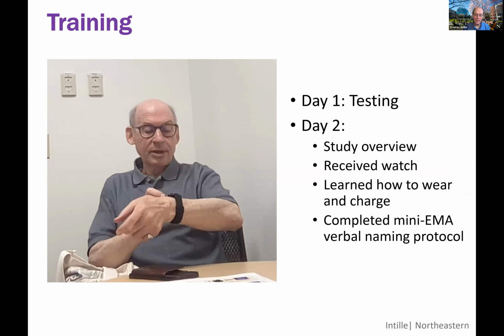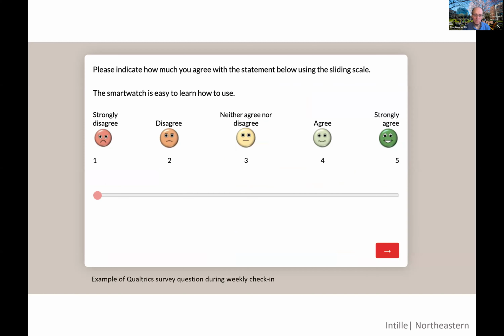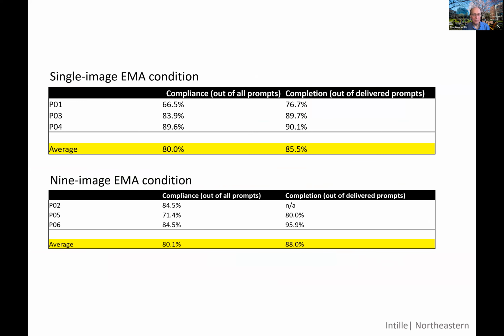They come in for 1 day of sort of testing, and then in day 2, they would be trained on how to use the watch. And then during the study, they would see pictures like this on the watch, and they have to name the picture. So it says ready, it beeps or vibrates, says ready to name a picture. They say yes, and then the picture comes up and they have to name the picture, which for them is a difficult task. And then throughout every week, we assessed how they were thinking with simple scales.